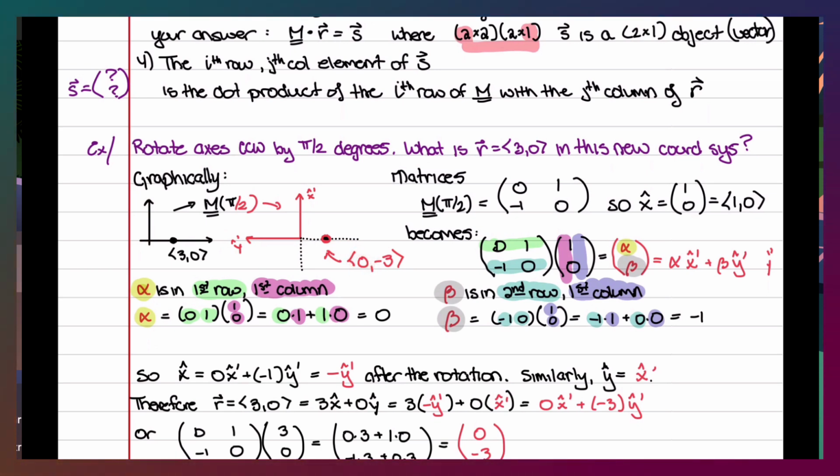Now we should be able to do that mathematically, of course. So first we'll write the matrix. I'll plug in pi over 2 to my cosines and sines. So the cosines become 0, the sines become 1, and then I have that negative sign.